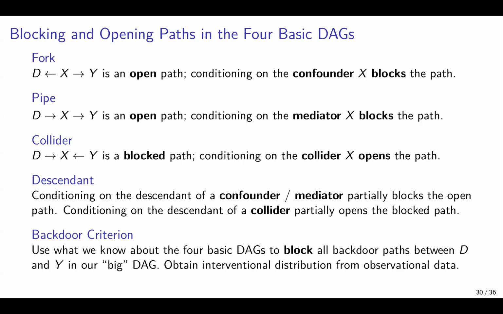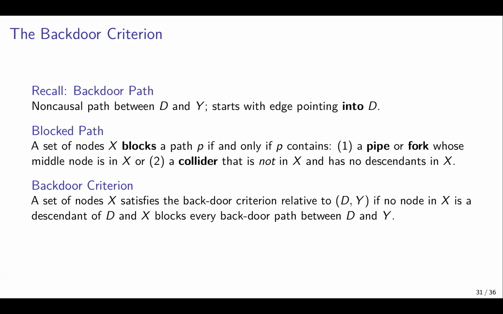Okay, and now we're finally ready to state the backdoor criterion. So we're going to use what we know about the 4 basic DAGs to find a way of blocking all of the backdoor paths between d and y in our big DAG, the one that has lots of different ingredients. This will allow us to obtain the interventional distribution from observational data. And here it is. So recall what a backdoor path is. That's a non-causal path between d and y. It's a path between d and y that starts with an edge pointing into d.